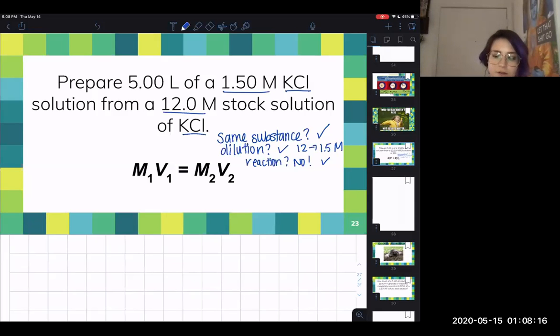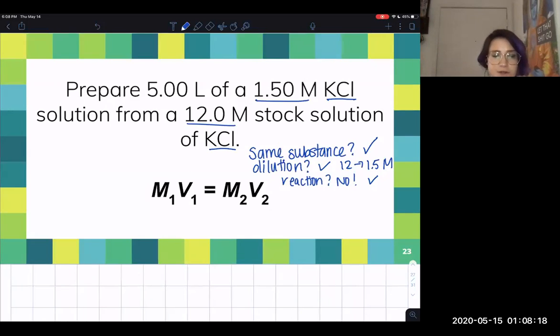So kind of a checklist for yourself. Is it the same substance? Yes. Is it probably a dilution because I'm changing molarities? Yes. Does it need a reaction? Does it have any words in it at all that talk about reaction, neutralization, product, forming? No. So I can use M1V1. You're clear to go. So it's so easy.